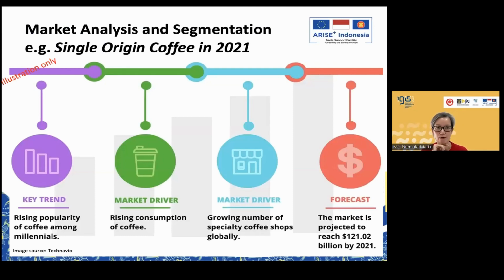Now, this is an example of market analysis and segmentation for single origin coffee in 2021. This is just an illustration so that you can look at what's happening in the world, the global trend. Apparently young people, the millennials, like to consume coffee, hang out in cafes, and take Instagrammable photos of the cafes. They're consuming single origin coffee from a certain country, and it becomes a trend and it's growing. So as single origin coffee producers from certain areas, you need to tap into these markets, these cafes. With the growing number of cafes, there's a growing demand for your product. So you have to work and collaborate together with cafes.